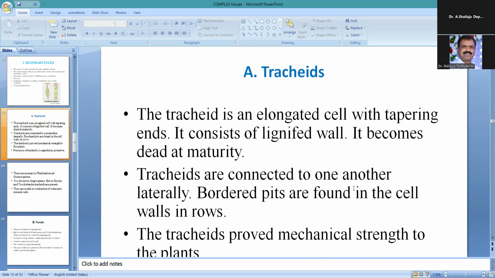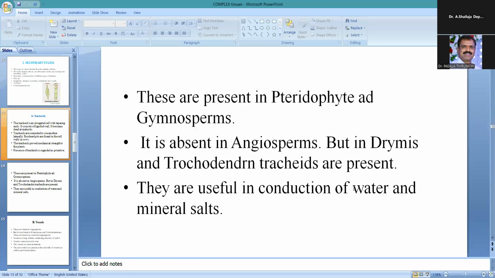So these are the xylem elements observed in the secondary xylem. The tracheid is an elongated cell with tapering ends. It consists of a lignified wall. It becomes dead at maturity. These tracheids are connected to one another laterally. Bordered pits are found, not simple pits, in the cell walls in rows. The tracheids provide mechanical strength to the plants. These are present in pteridophytes and gymnosperms. Remember this, tracheids are present in pteridophytes and gymnosperms. It is absent in angiosperms.